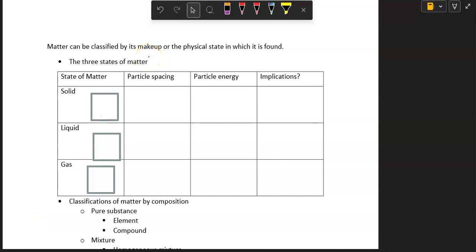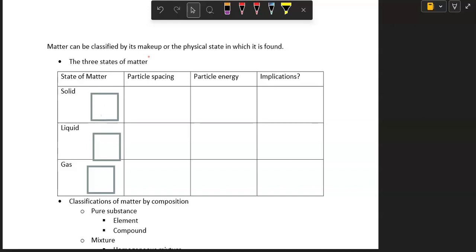Since chemistry is the study of matter, it seems appropriate that we talk about matter for a little bit. So we can classify matter based on its makeup or the physical state that it's found in. So let's talk about those physical states first. There's three main states of matter. You guys already know this. It's solid, liquid, and gas.